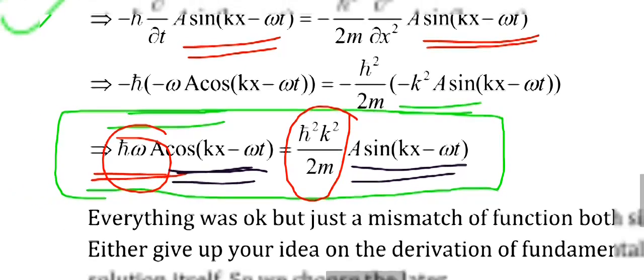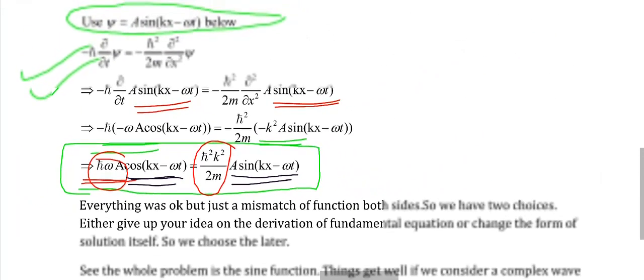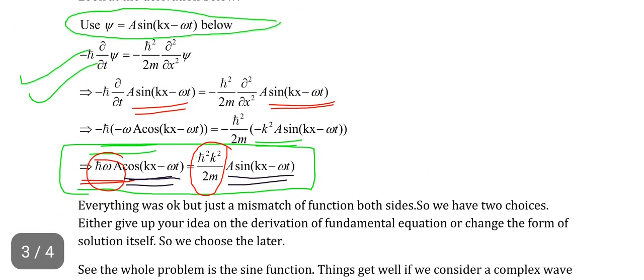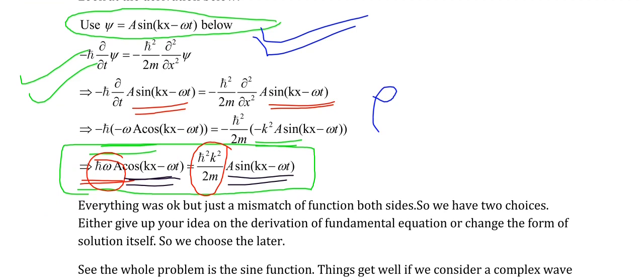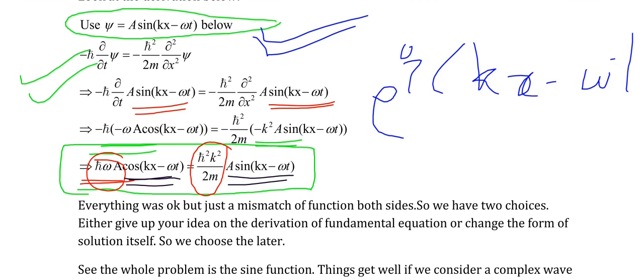An intelligent student said, "Sir, we can do something." I said, "What?" "Why did you take sine kx minus omega t as the fundamental equation? We can take other equations." The teacher said, "What other equation?" The student said, "Sir, if we use a function like e to the power i(kx minus omega t), if we use a function like this, then our problem is solved."